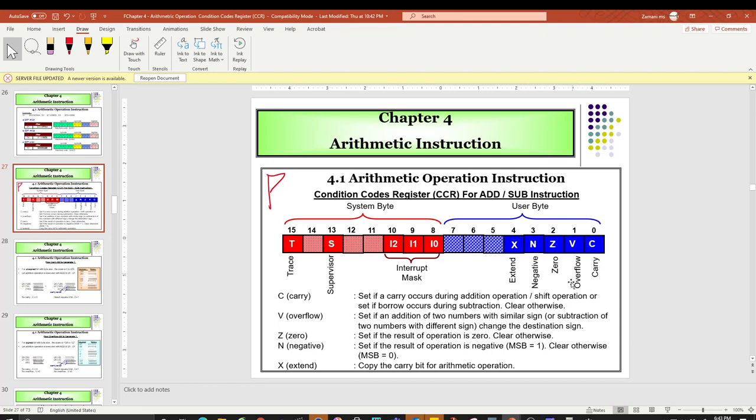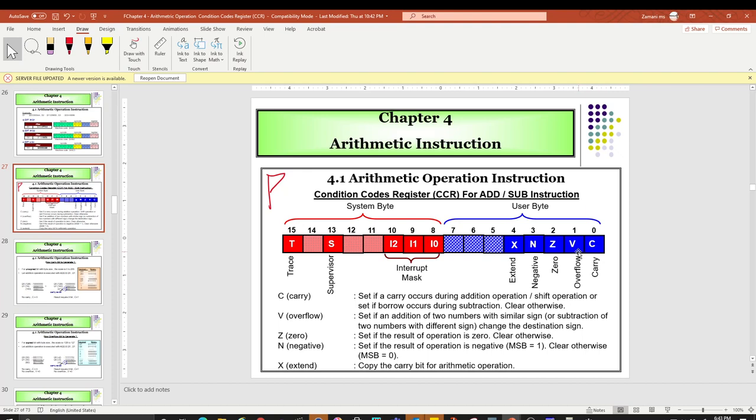You can see that they take the first letter: C for carry, Z for zero, N for negative. X is for extend, so there will be no E here, just put that whole extend. And the overflow is using V, because the second letter is V, so this is going to be overflow.